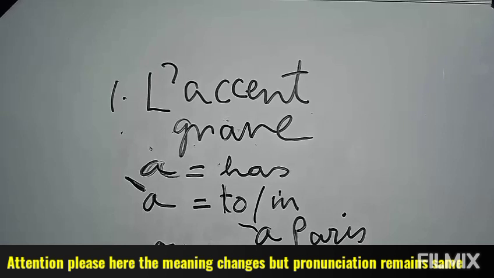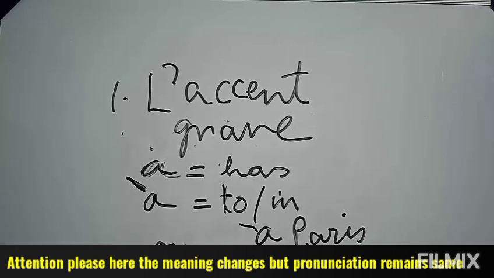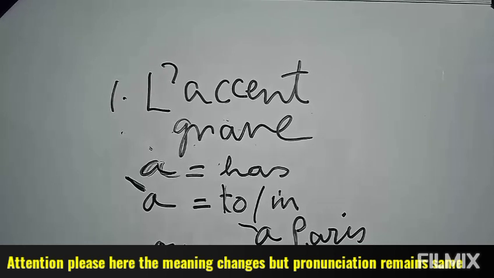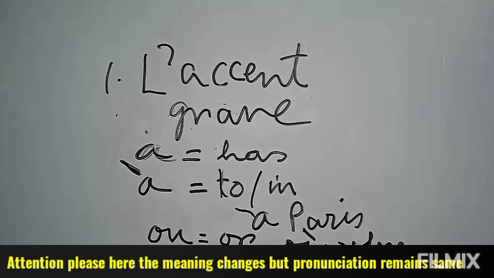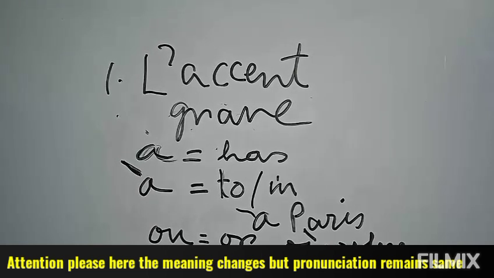But when this grave accent is used on U, it becomes où, where. Where he is going, where are you going, this where, meaning changes. The ultimate result is, the grave accent when used on A and U, the pronunciation of the word doesn't differ. Only the meaning changes. This is the main thing. Please note that pronunciation is the same.